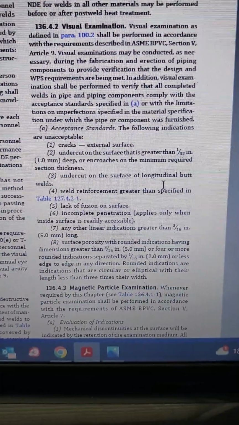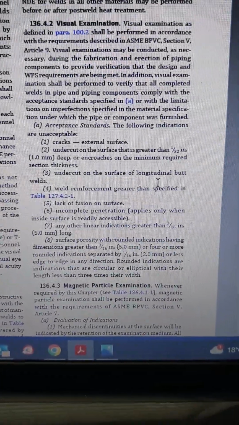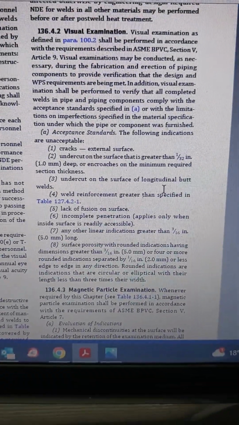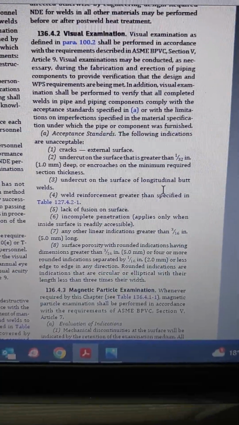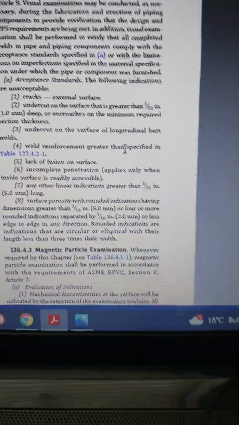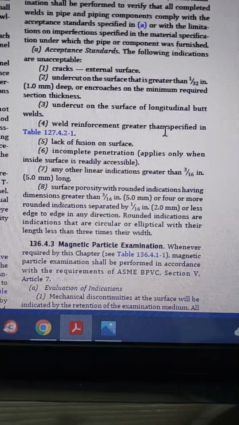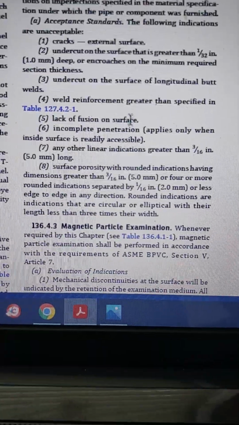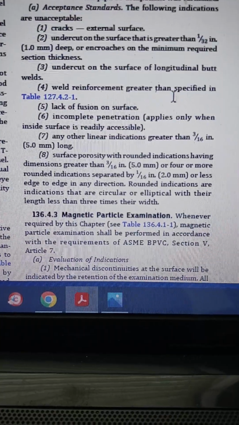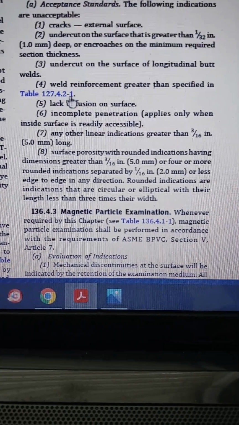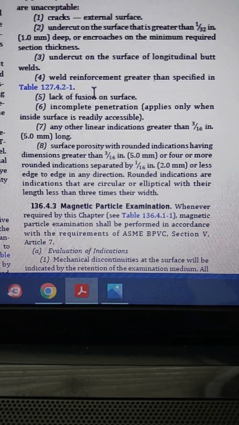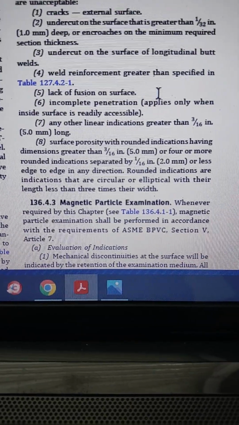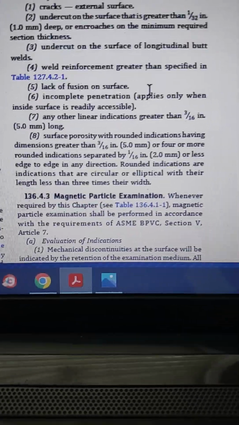Number 4, weld reinforcement greater than specified in table 127.4.2. Later I will show you the weld reinforcements greater than specified in the table mentioned here. Number 5, lack of fusion on surface is unacceptable. Any lack of fusion is unacceptable.